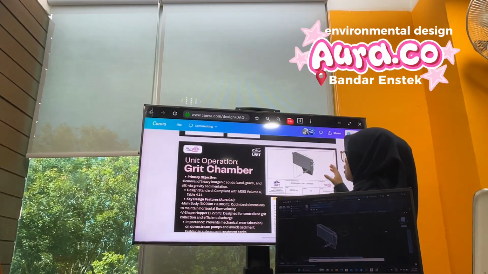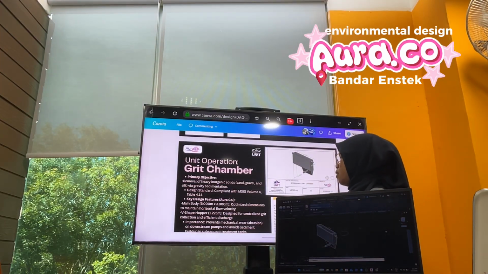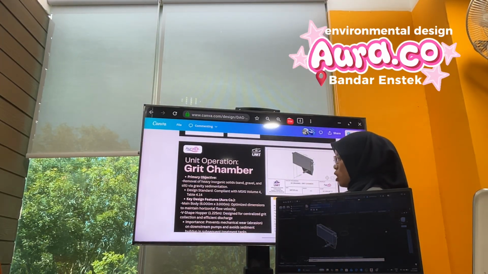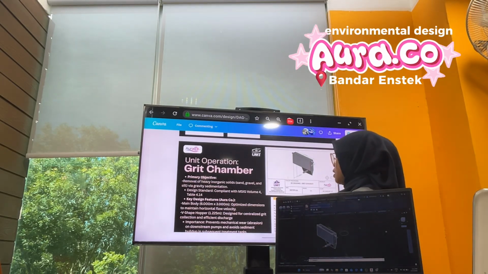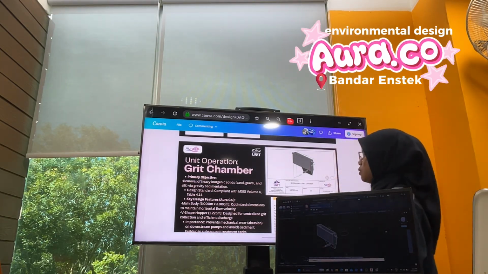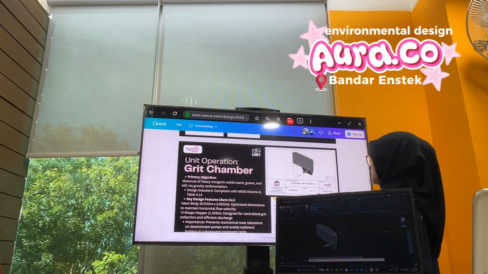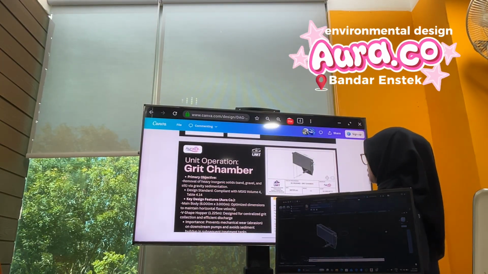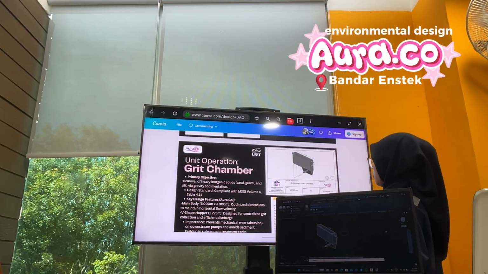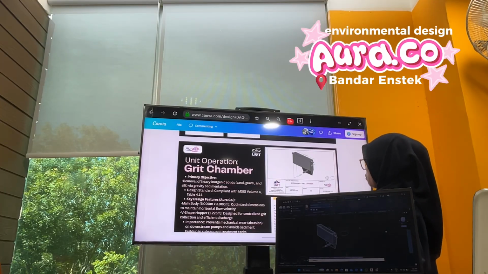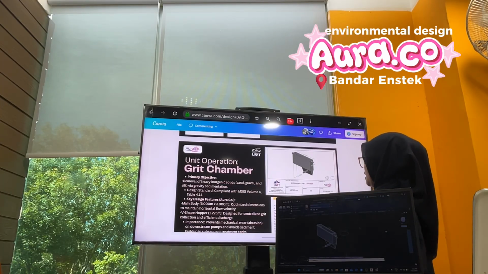The importance of this grit chamber is to prevent mechanical wear, which is abrasion on downstream pumps, and avoid sediment build up in the subsequent treatment tanks. This is the calculation for the grit chamber. We calculate for the volume, width and length.